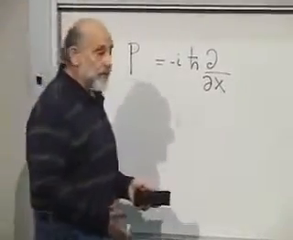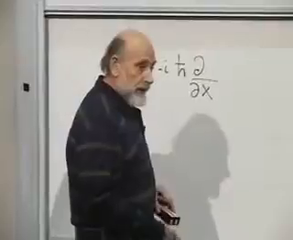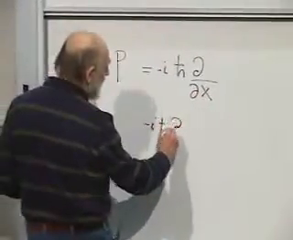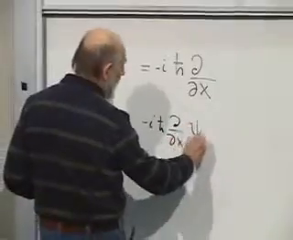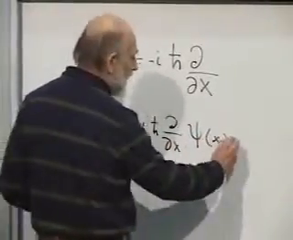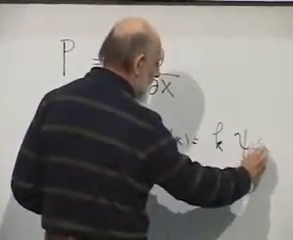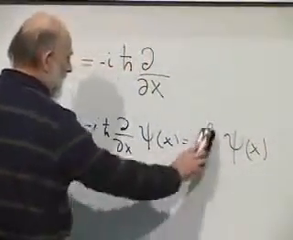Well, we worked out the eigenvectors of this operator. The eigenvectors were just defined by minus i h bar d by dx psi of x is equal to k psi of x. k is the eigenvalue. No, p psi of x.